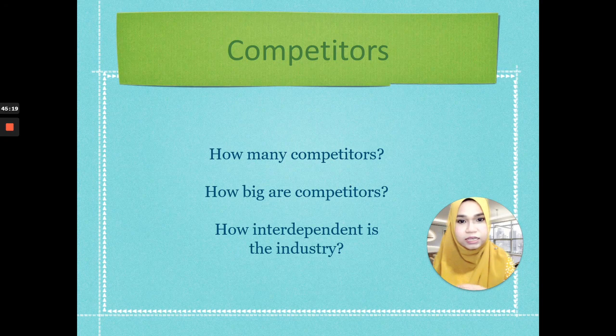Okay, the competitors. You're talking about how many competitors there are, how big your competitors are, and how interdependent the industry is. You can count what the other companies are that sell the same product as what you are selling, and how big they are. When you talk about how interdependent the industry is, take for example AirAsia.